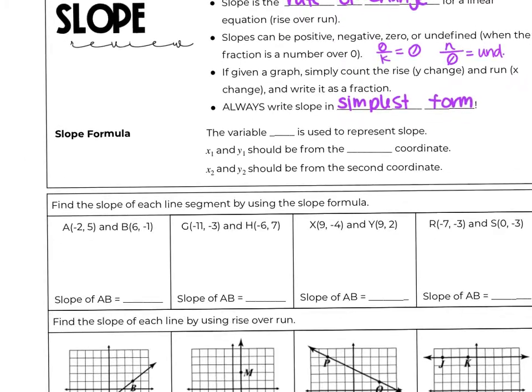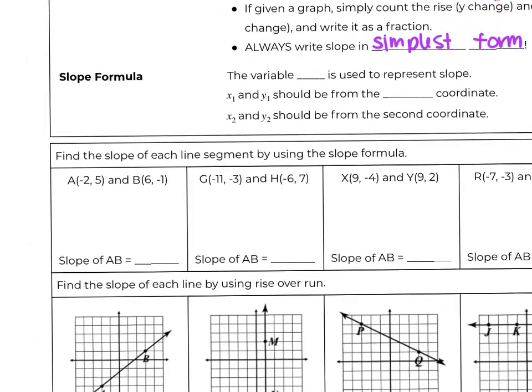All right, now the formula. So hopefully you have a little memory of this. It is m is what we use to represent slope, so the variable m. And does anyone remember which one goes on top, x or y? If rise tells you up and down, which one's up and down? Y, good.